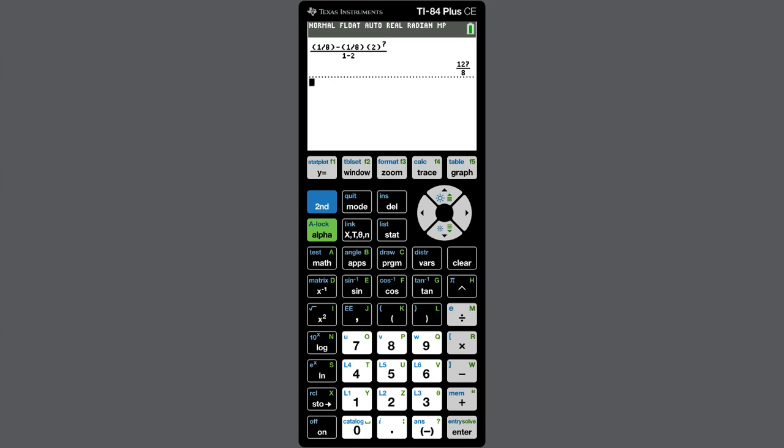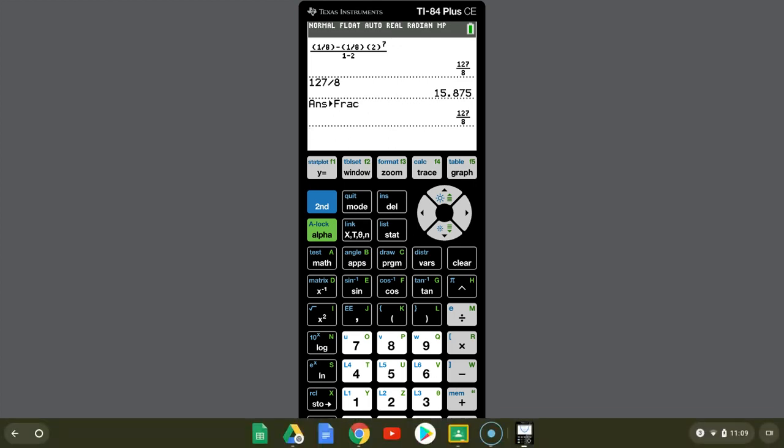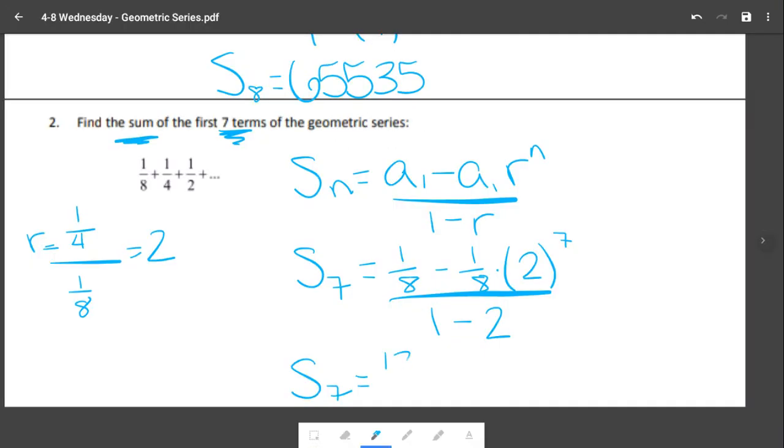you should get 127 divided by 8. If you're not getting a fraction, you could get a decimal. This is a nice decimal, so if your calculator gave you a decimal, I would take this decimal. But if you wanted the fraction, remember math, enter, enter. So we have 127 over 8.